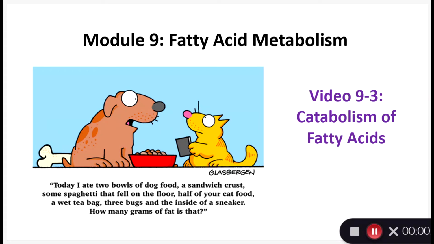This is Module 9, Fatty Acid Metabolism. In this video 9-3, Catabolism of Fatty Acids, I'm going to talk about the pathways involved in beta oxidation of fatty acids, which helps to oxidize heavily reduced fatty acid molecules for the production of ATP.